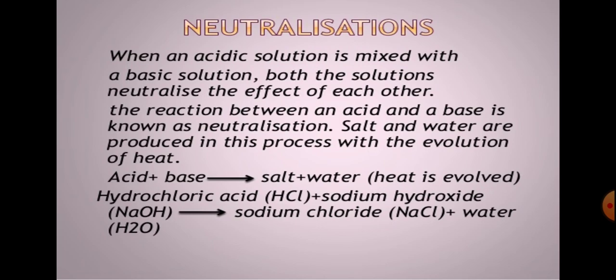The products formed on mixing an acid and a base are salt and water. This reaction between acid and base is known as neutralization. Salt and water are produced in this process with the evolution of heat. The reaction in which an acid reacts with a base to form salt and water is called neutralization. Okay, and some heat is evolved in the neutralization reaction.